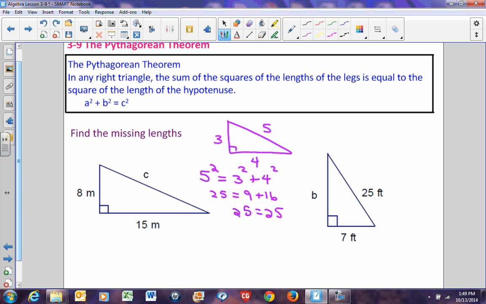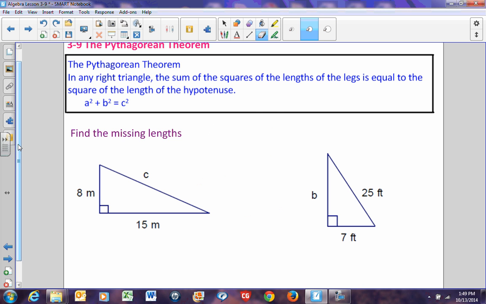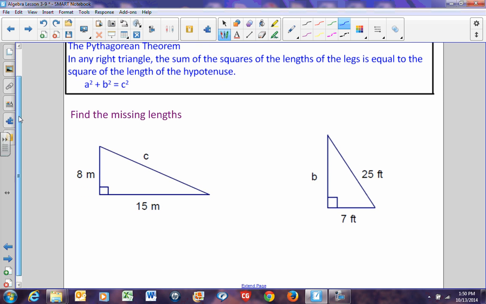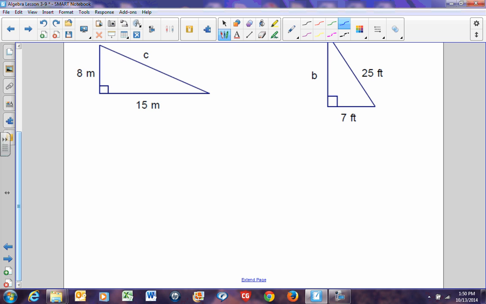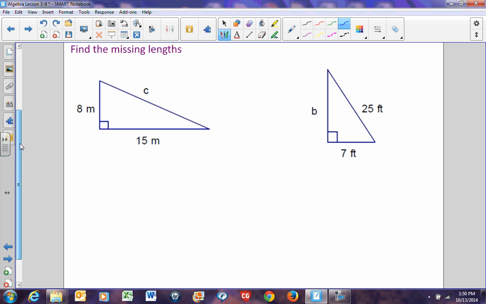In a right triangle, the sum of the squares of the two legs is equal to the square of the hypotenuse. That's what is being said. With that in mind, you can use the Pythagorean theorem to solve right triangle problems. As long as you have 2 out of the 3 pieces of the right triangle, you can solve a right triangle problem. Okay? We are going to solve and find the missing lengths here. Each one of these is a right triangle.